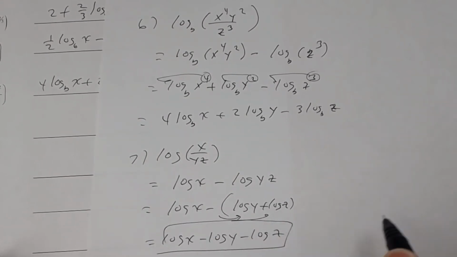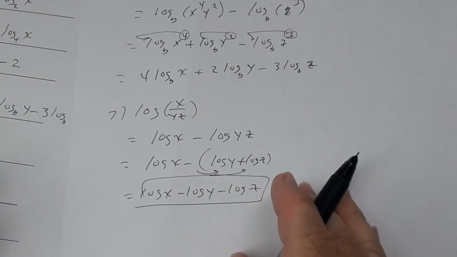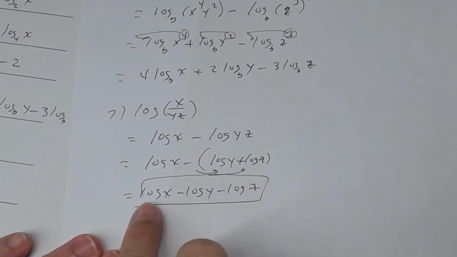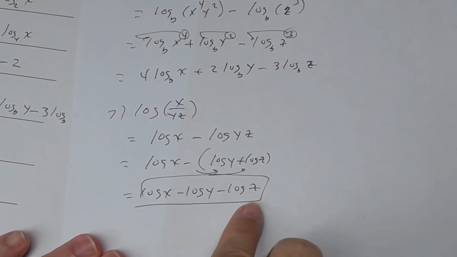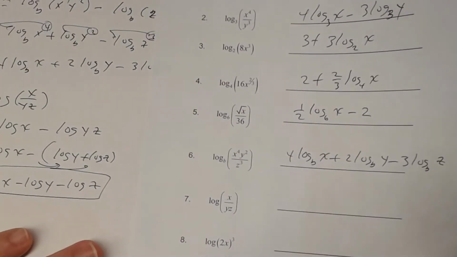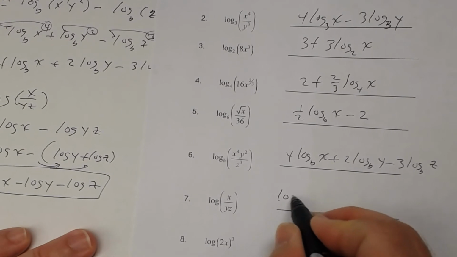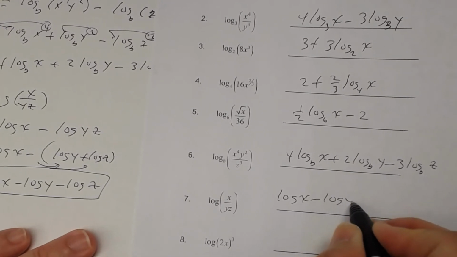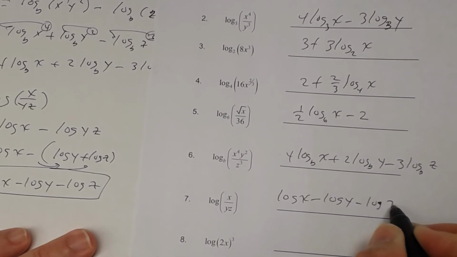And so that's the answer there. So that's how it looks. If you had not put the parentheses there, you would have probably said the log of x minus the log of y plus the log of z, and that's incorrect. So be careful. You need parentheses when you subtract. So that's going to be the log of x minus the log of y minus the log of z.